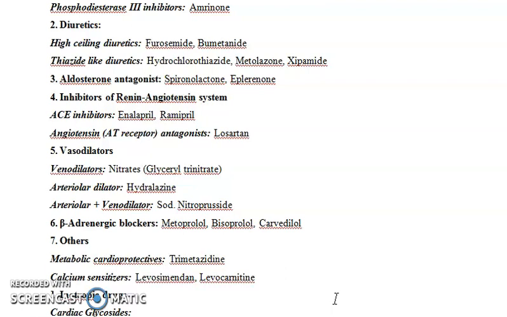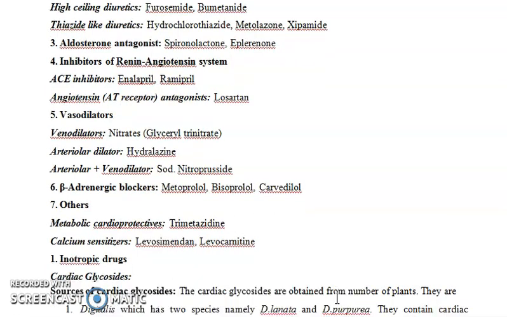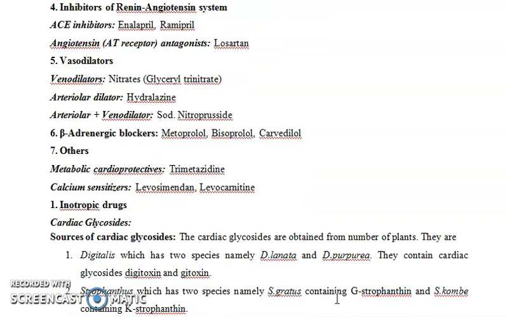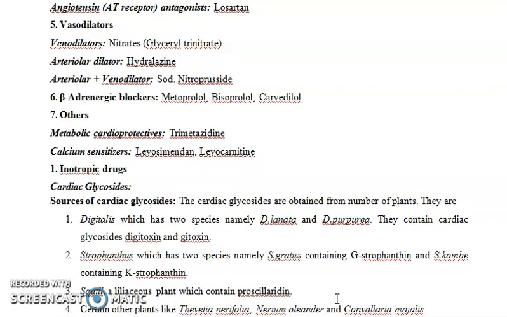Okay, so let us see about the first class of drug, that is inotropic drugs. And first let us discuss the cardiac glycosides. The main class of drug is the cardiac glycosides. And the source of these cardiac glycosides, first one is digitalis, which is obtained from two species, that is Digitalis lanata as well as Digitalis purpurea.